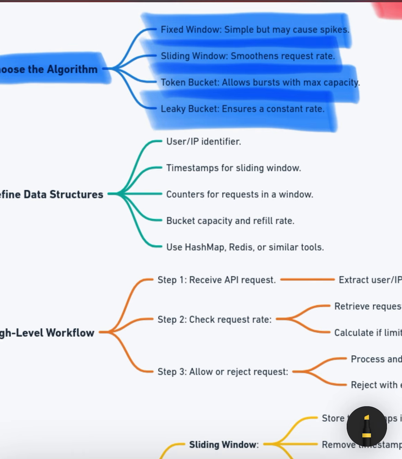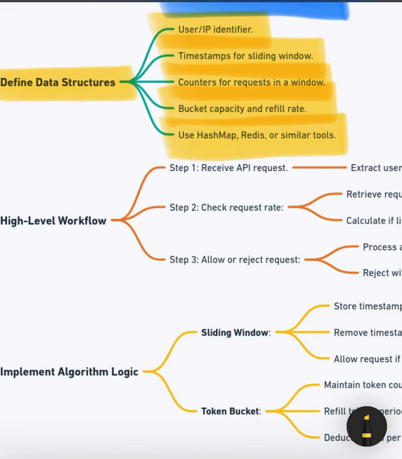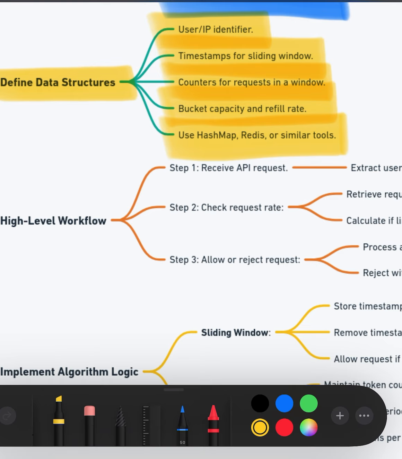4. Data structures. Identify the data you'll need. User or IP identifier. Tracks requests by user or IP. Timestamps. For algorithms like sliding window to calculate request rates. Counters. Tracks the number of requests within a time window. Bucket capacity and refill rate. Required for token bucket algorithms. You can store this data in tools like hash maps for single servers or Redis for distributed systems.